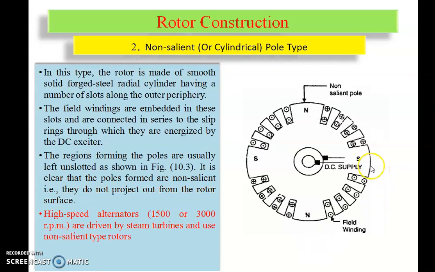Here there is no projecting type structure, so this is simply called the non-salient or cylindrical pole type rotor, which is used specially for high speed alternators. That means the generator or alternator which runs at about 1500 rpm or 3000 rpm and is driven by steam turbines uses non-salient type rotors. Basically, whenever we require high speed alternators, we should prefer the non-salient or cylindrical type rotor.